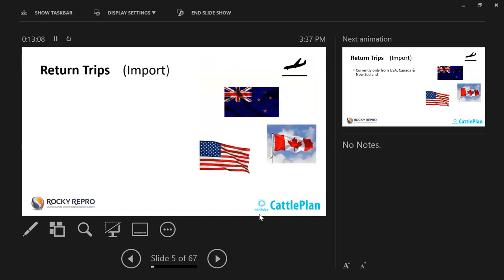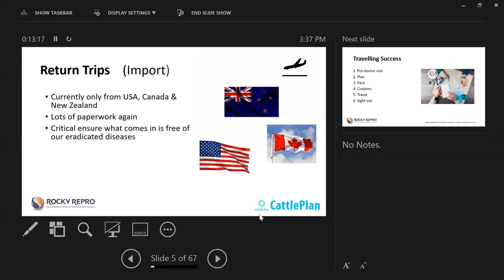Right, so we can import in from a few countries too. Currently it's only the USA, Canada and New Zealand. As with export, which I'll go through in a second, there is a lot of paperwork involved and it's critical that what we bring in is free of disease that we've eradicated. No one wants to be at fault for bringing in foot and mouth or something serious.